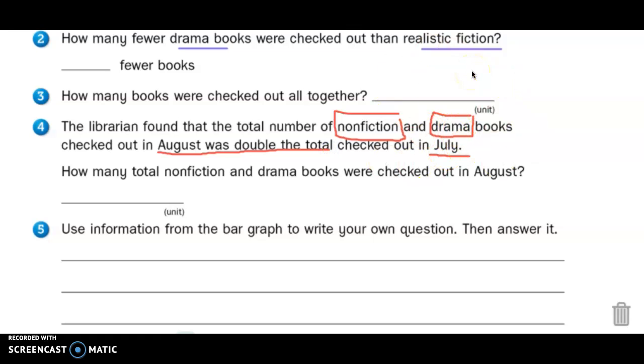So it's a 2-step problem. Figure out how many there were in July for these two. And then August was double the total. So now it says how many total nonfiction and drama books were checked out in August. Write your answer with the unit, the label, of course.